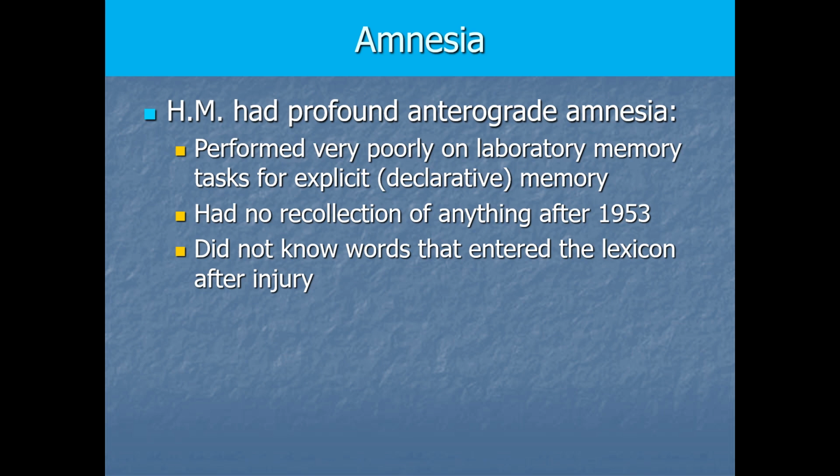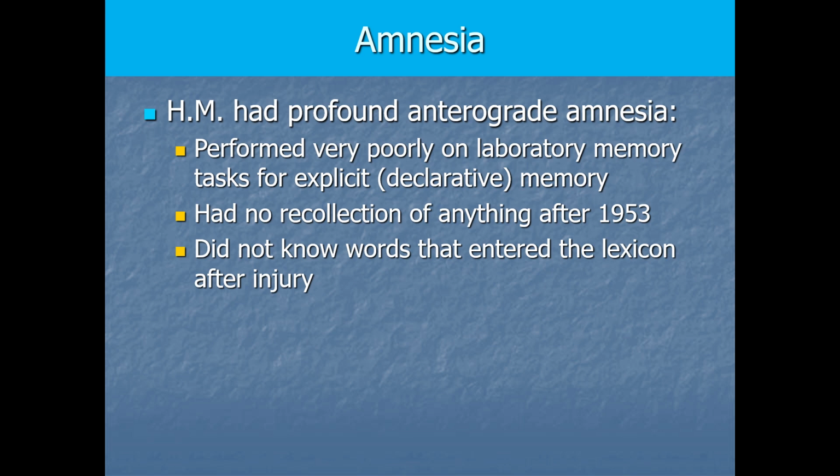Every time researchers and doctors explained the significance of his condition and how important his case was to the scientific community, he never remembered that later. He didn't know words that had entered the lexicon after his injury. Like, he could do crossword puzzles. In his later life, he liked to do crossword puzzles, but he could only fill in answers with old pre-1953 knowledge. Or occasionally he could partially modify or update some details of a fact if it was part of an old pre-injury fact that he had already learned.